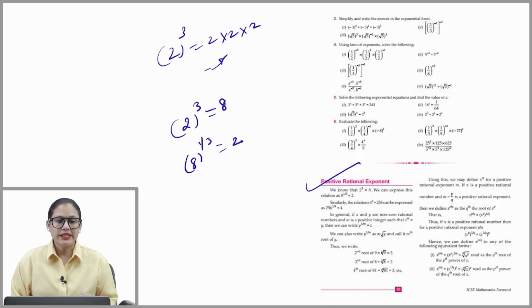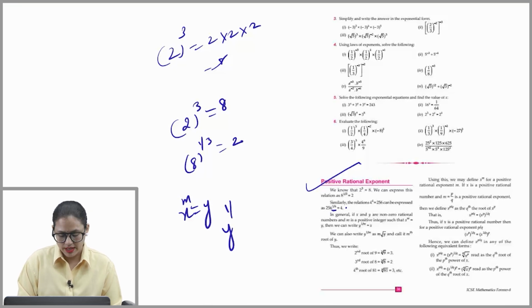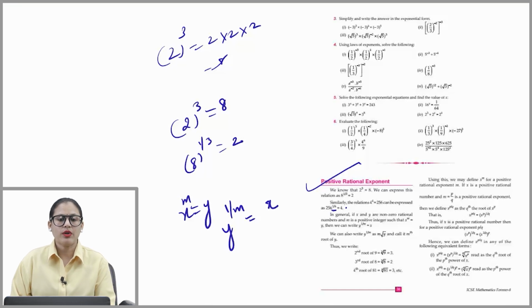Similarly, the relation 4 raised to the power 4 is equal to 256 can be expressed as 256 raised to the power 1 by 4 is equal to 4. So, in general, if x and y are non-zero rational numbers and m is a positive integer such that x raised to the power m is equal to y, we can say y raised to the power 1 by m is equal to x.